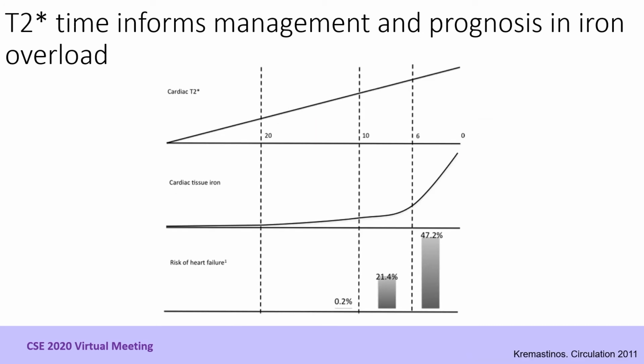However, most of the data informing management and prognosis in patients with cardiac iron overload is based on T2 star times obtained on a 1.5T magnet. A cutoff of less than 20 milliseconds can identify patients where iron is depositing in the myocardium, and this may suggest a change in management to prevent further progression, such as initiation or escalation of chelators in patients with transfusion-dependent anemia. A cutoff of less than 10 milliseconds identifies patients who are at higher risk of heart failure, and a cutoff of less than 6 milliseconds was associated with almost 50% of patients having heart failure, as was the case in the patient that I presented with the T2 star time of about 5 milliseconds.